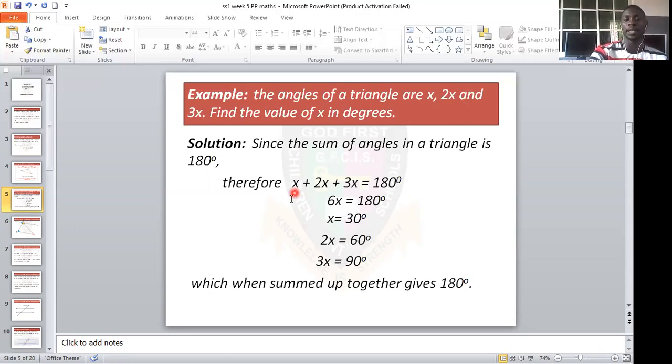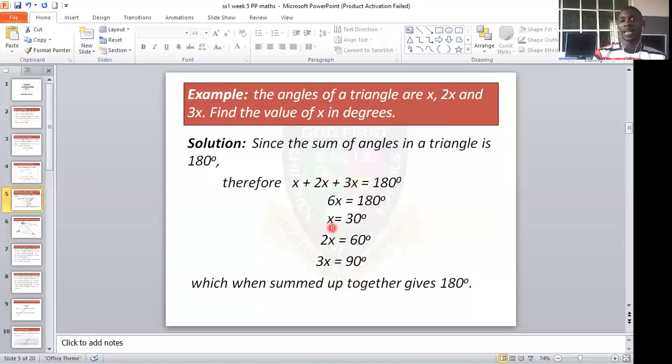That is x plus 2x plus 3x equals 180 degrees. x plus 2x plus 3x will give you 6x equals 180. Make x the subject of the formula. That is, divide all through by 6. 6x divided by 6 and 180 divided by 6 will give you x equals 30 degrees. And the angles are x, 2x, and 3x.